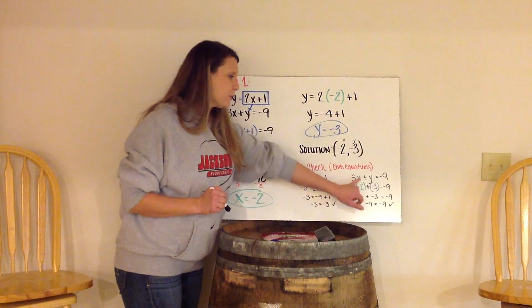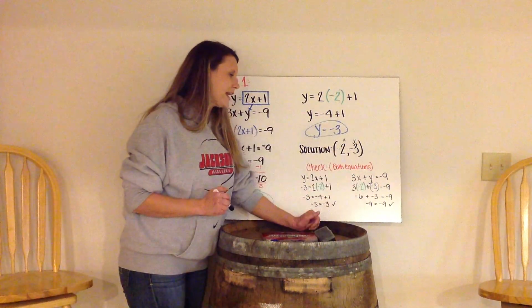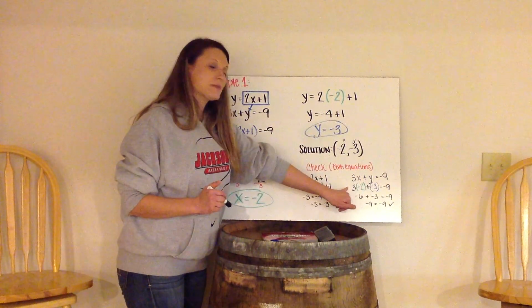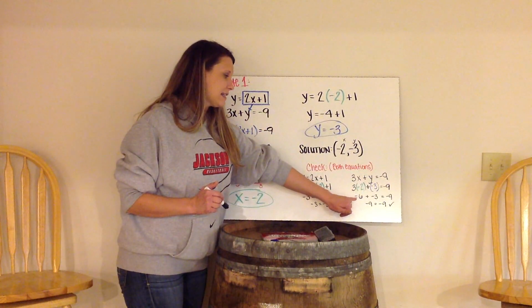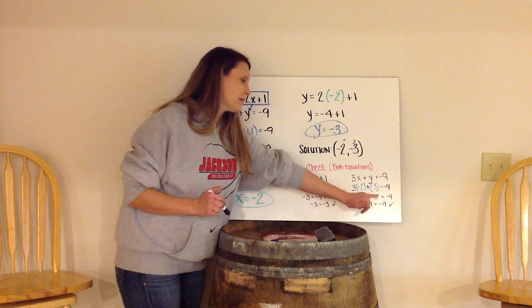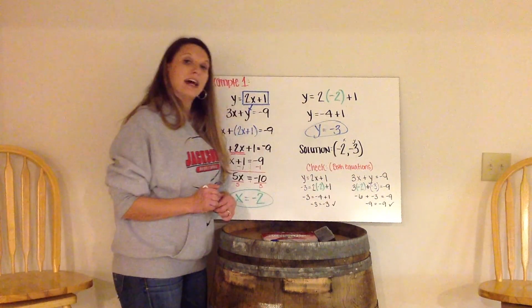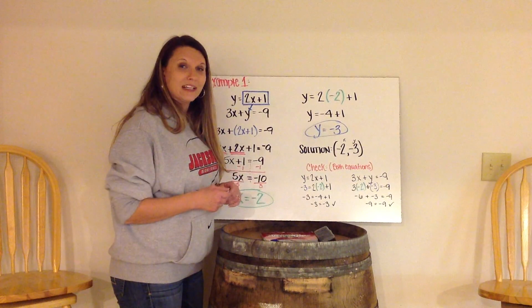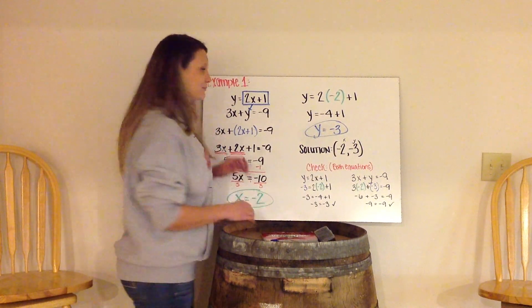Over here, we have 3 times x plus y is equal to negative 9. Plug in my x value for x and my y value for y. 3 times negative 2 is negative 6. Negative 6 and a negative 3 make negative 9. Yes, negative 9 does equal negative 9. So that is our correct solution, and we know we can go on to the next example.